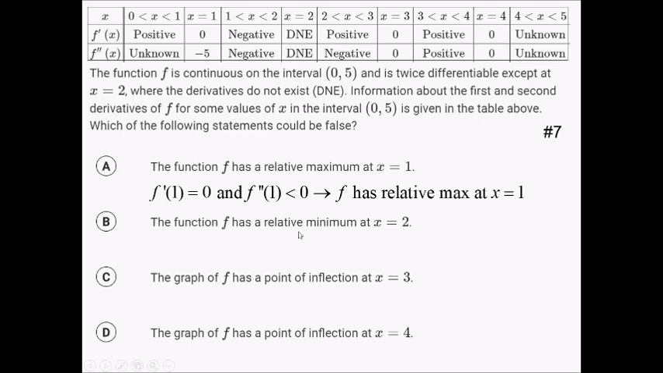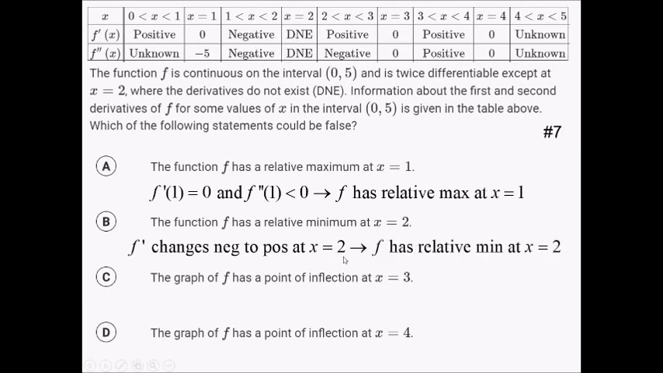Function has a relative min at x equals 2. Well, at x equals 2, we don't have any information about the function. It's the derivative or the second derivative at x equals 2. Those both do not exist. What we do know is that our function is changing its first derivative from negative to positive. Since f prime changes negative to positive, and we clearly have a critical value because f prime is undefined there, that means we have a relative min, which confirms what answer choice B is saying.